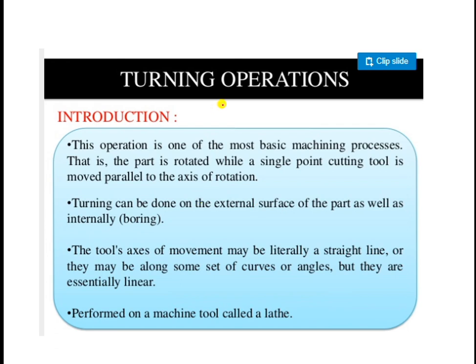Now this is the turning operation. This I have already told you: this operation is one of the most basic machining processes. The part is rotated inside the chuck of the lathe machine, and with the help of a single point cutting tool the material is removed. Turning can be done on the external surface of a circular part. That is very important.